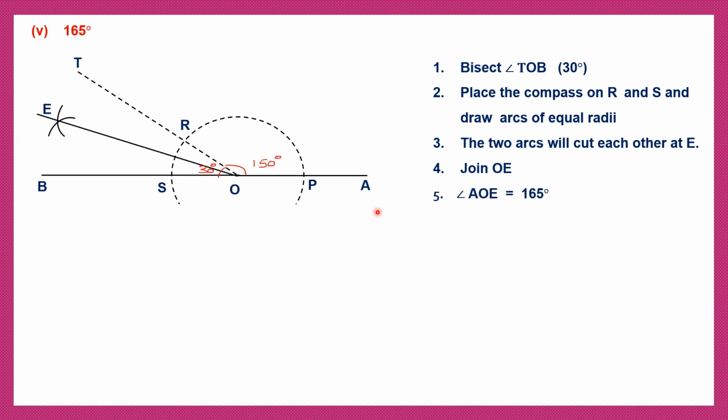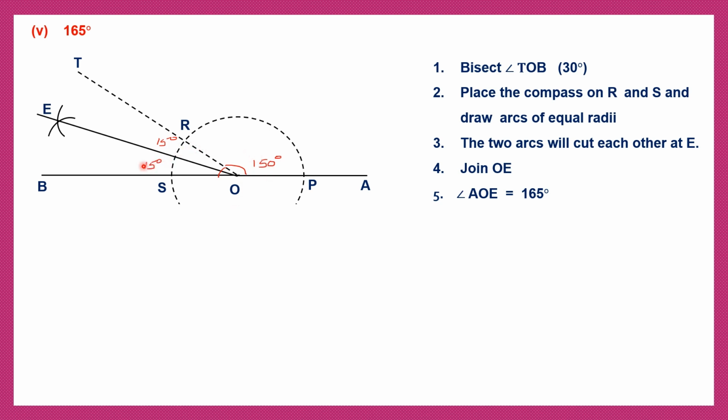Now angle AOE has now become 165. Now how did that happen? This 30 degrees has now become 15 each. On both sides there will be 15. There will be 15 here and there will be 15 here. It's divided into two, isn't it? And here we have 150. So on this side we have 150. When we add up this also, it becomes 165.